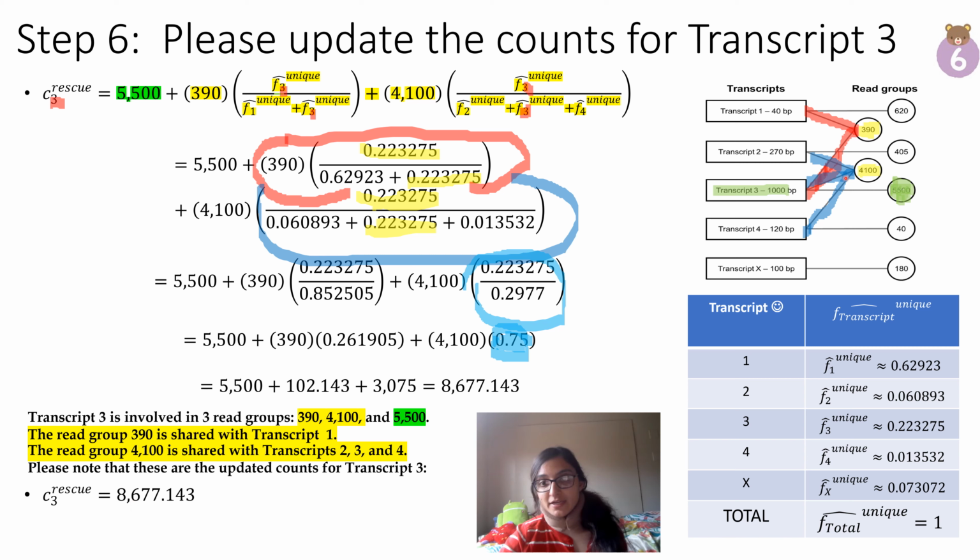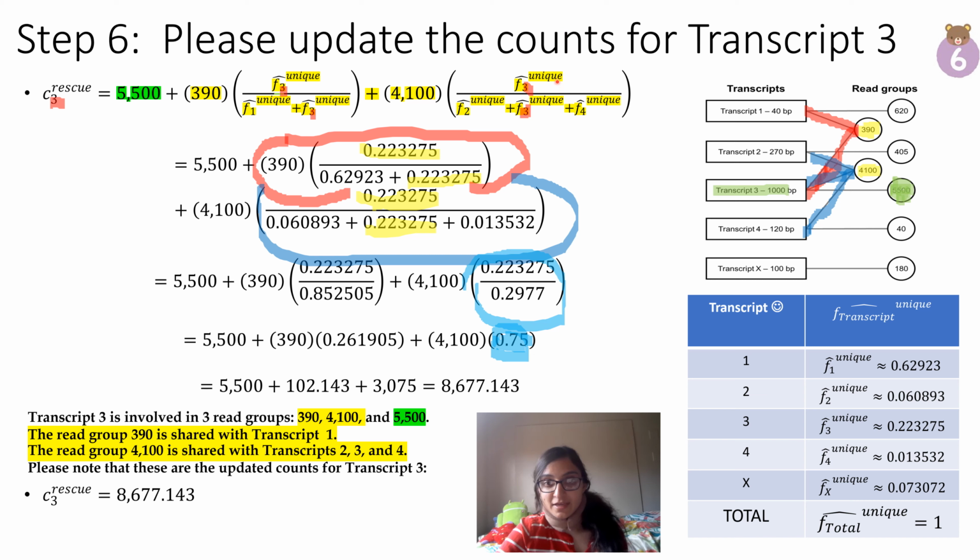So this is showing multiple things here. It shows what happens when you have a read group that's shared with multiple transcripts, like 2 others, which we also showed for C2 rescue, but this one part alone shows both things together. It's sharing with multiple transcripts, and it has multiple read groups that it's sharing. What this 4100 example is showing you is transcript 3 sharing it with 2 other transcripts, and you will do the same thing for additional ones.